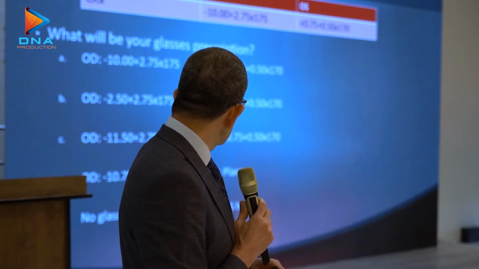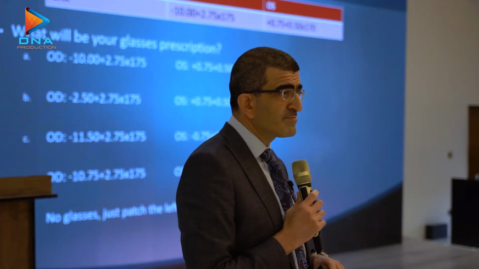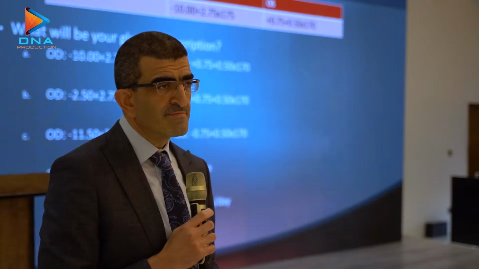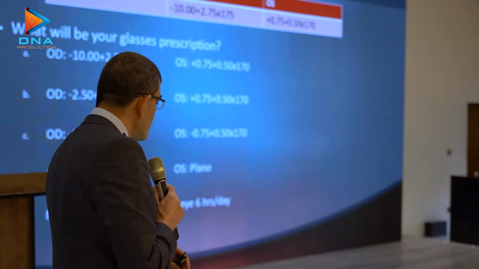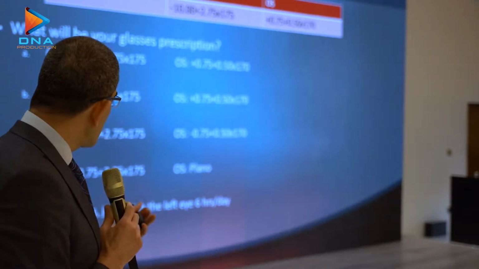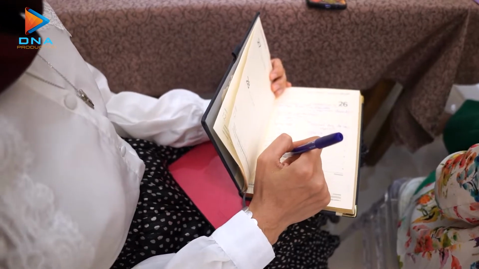Option C, when you over minus both eyes. Who will vote for that? None. Option D, we are going to give plano in the left and full correction in the right. 1, 2, 3, 4, 5.